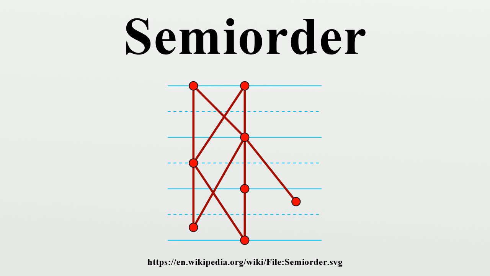Definition: let X be a set of items, and let < be a binary relation on X. Items x and y are said to be incomparable, written here as x ~ y, if neither x < y nor y < x is true. Then the pair is a semiorder if it satisfies the following three axioms.